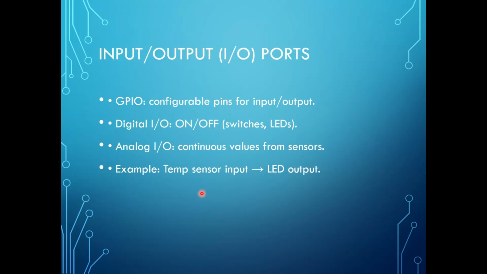So there come the input output ports. Why do we use them? To connect the sensor pins or actuator pins with those ports. GPIO is basically general purpose input output pins. Digital input output we can use for on and off, like switches and LEDs, and analog pins are used to get continuous values from the sensors.